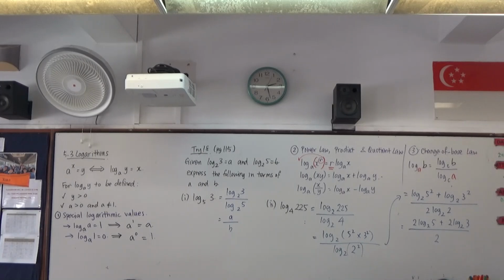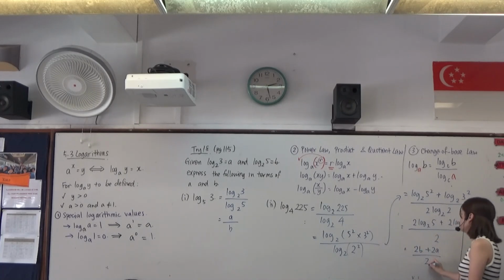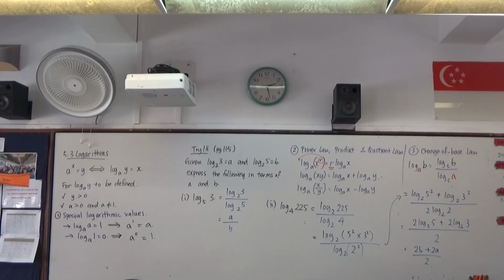Log 5 base 2 is B, so we get 2B plus 2A. Divide by 2. We can divide by 2 throughout the numerator and the denominator. It will just be B plus A. Questions?